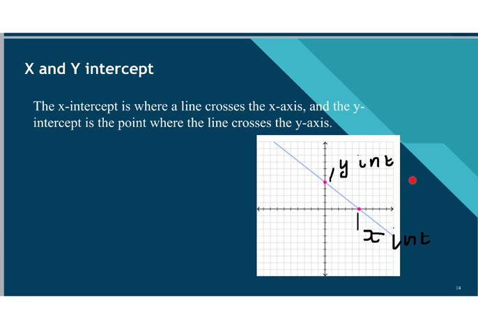As you can see on the graph provided, the y-intercept is where the line crosses over on the y-axis, and the x-intercept is where the line crosses over on the x-axis.